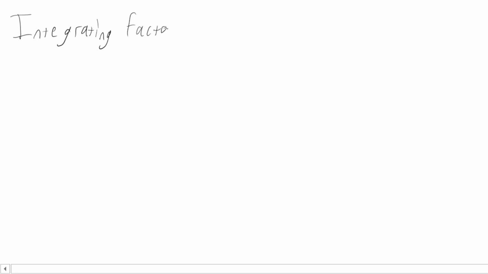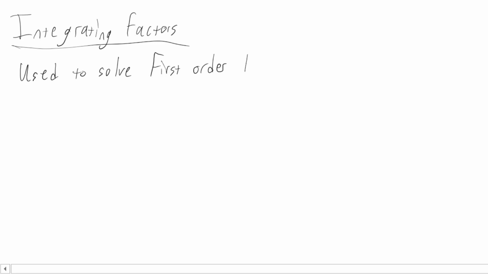Sup, nerds. So today I want to talk about some examples of integrating factors. So integrating factors are a technique to solve first order linear ordinary differential equations.